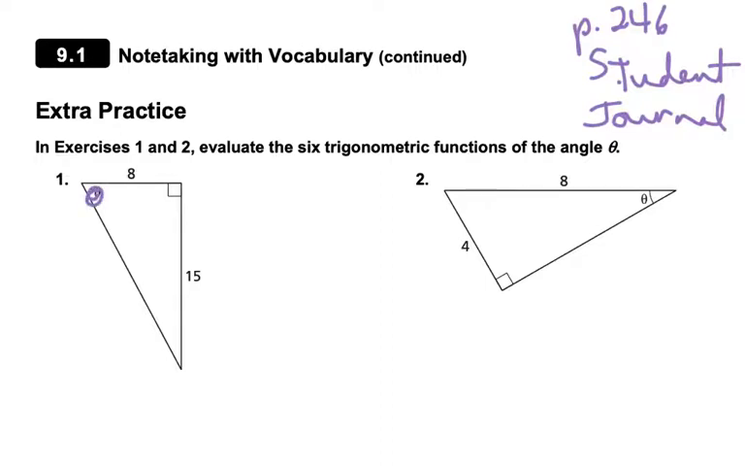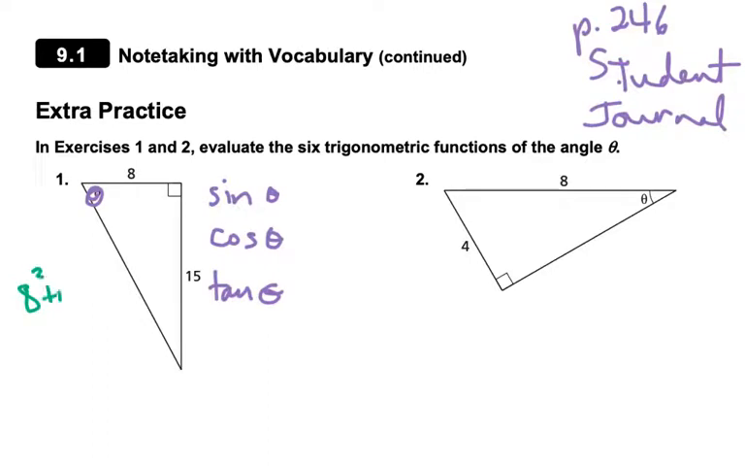The 6 trig functions, remember, are sine, cosine, tangent. We're always going to take that of the angle, so that's of theta, and then we'll do the reciprocals as well. But before we do anything else, in order to find these, we need to know what the hypotenuse is. So you know that you have a right triangle of legs 8 and 15. First thing you need to do is solve for the hypotenuse.